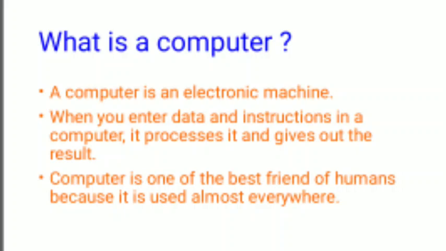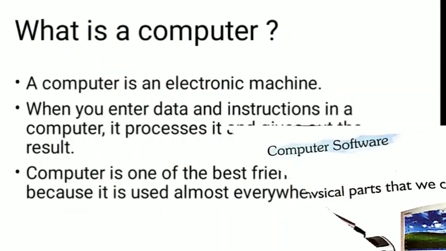Now, what is a computer? It is an electronic machine. When you enter data and instructions in a computer, it processes it and gives out the result. Computer is one of the best friends of humans because it is used almost everywhere.